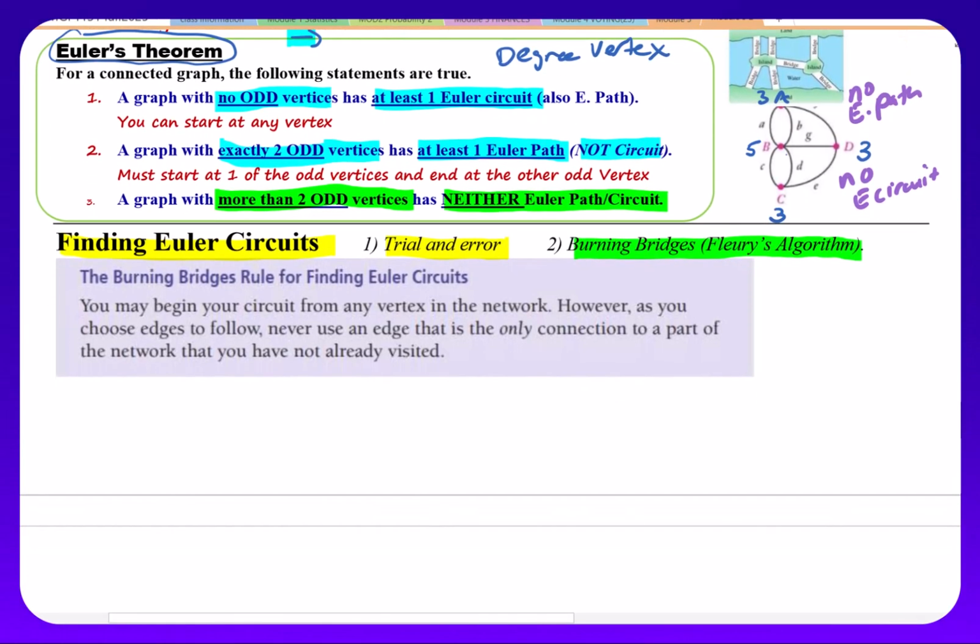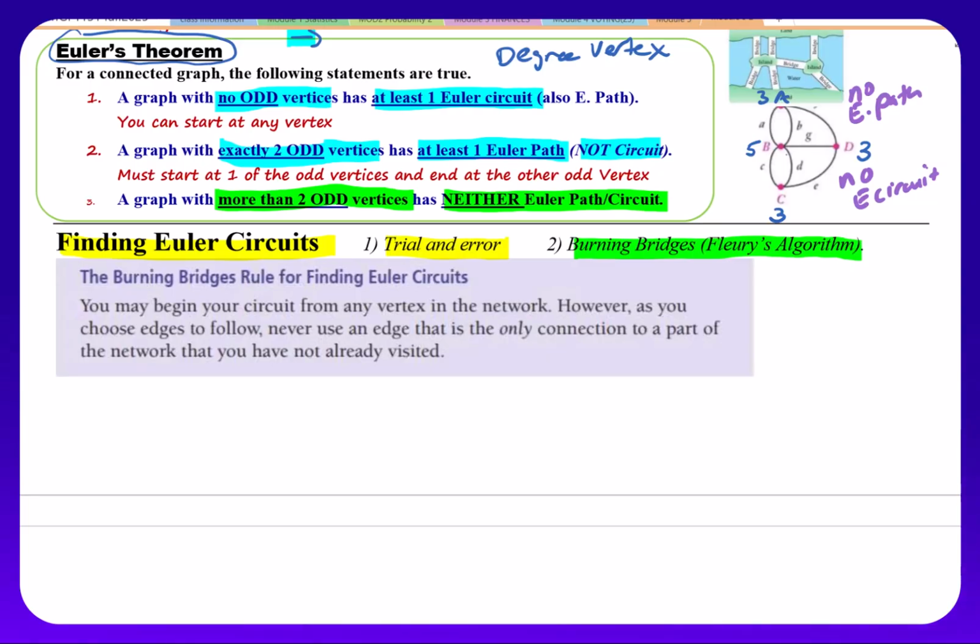So we have a way to determine if we have a circuit or a path, but now we're going to talk about how we can actually find that Euler circuit. If we have an Euler circuit, we know when we draw it, there are going to be no odd vertices. So you may begin your circuit at any vertex. However, once you choose it, you don't want to end up in a dead end. If you need to cover every single edge and you only touch it once, you don't want to come to a dead end where you can't cover the rest of them without backtracking. Essentially, you do not want to pick up something that's going to be a bridge.